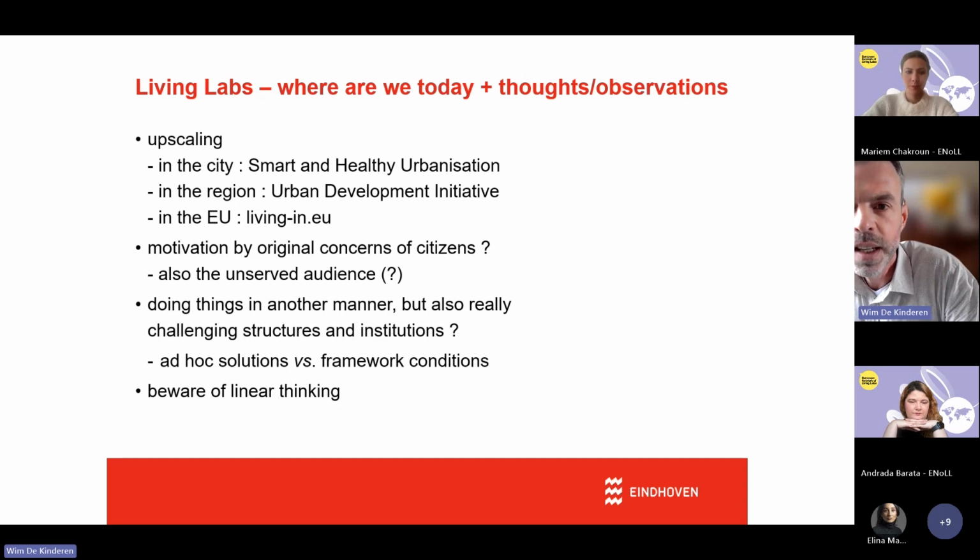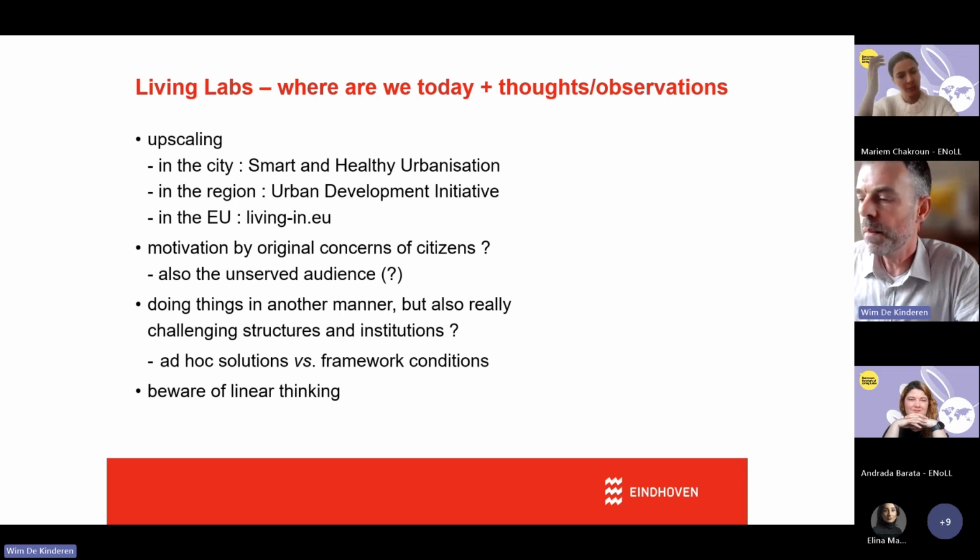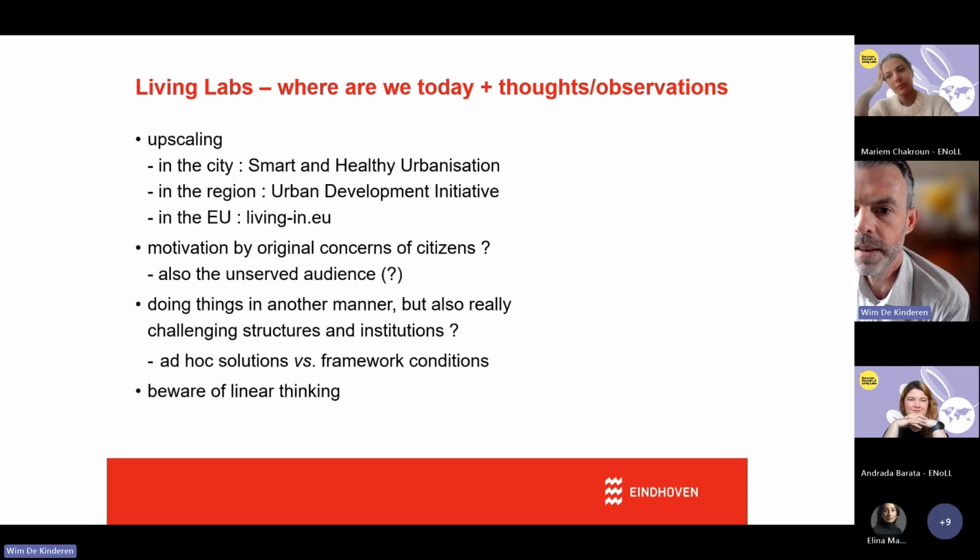I mean, that's already quite an effort sometimes, but maybe we should really aim higher and go for the bigger goal and really understand upscaling, like changing structures. And we have to be aware of linear thinking, of course. Things don't always go as they are projected to go on this timeline that I just showed you for the roadmap city lighting. Things fail, things go back, so be aware of that when you organize your living lab.